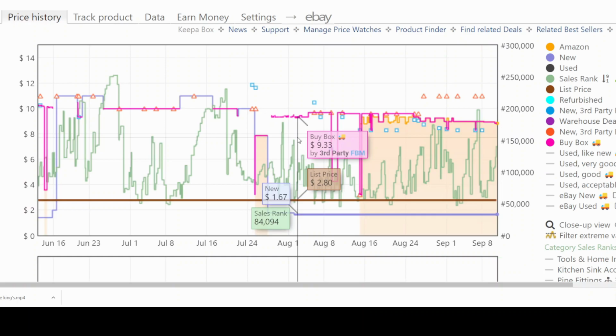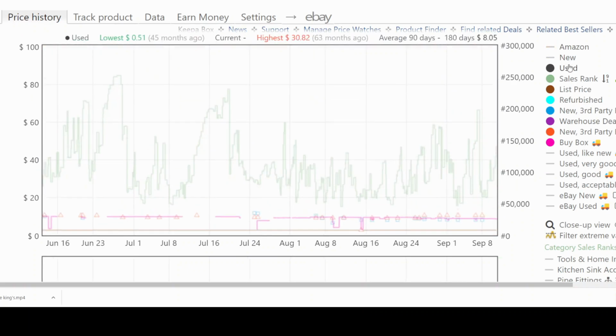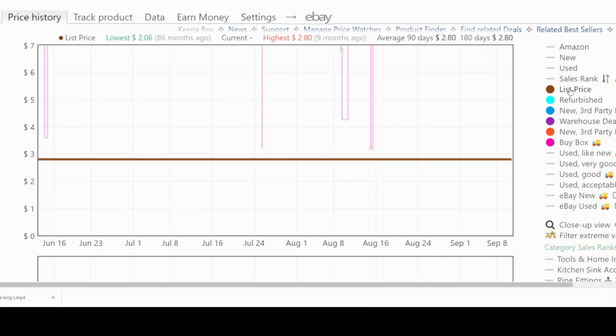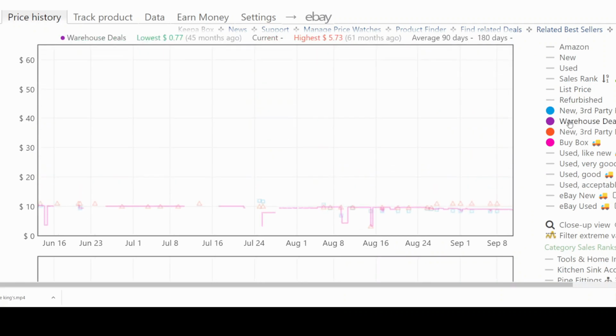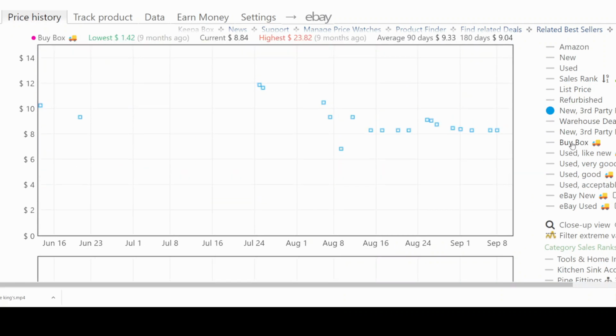First, I will start by unclicking all of the buttons for the different information lines on the right and start with a blank graph. I'm going to leave the new third-party button on so you can see the sales price range on the left side of the graph. I will explain what the blue squares represent shortly.